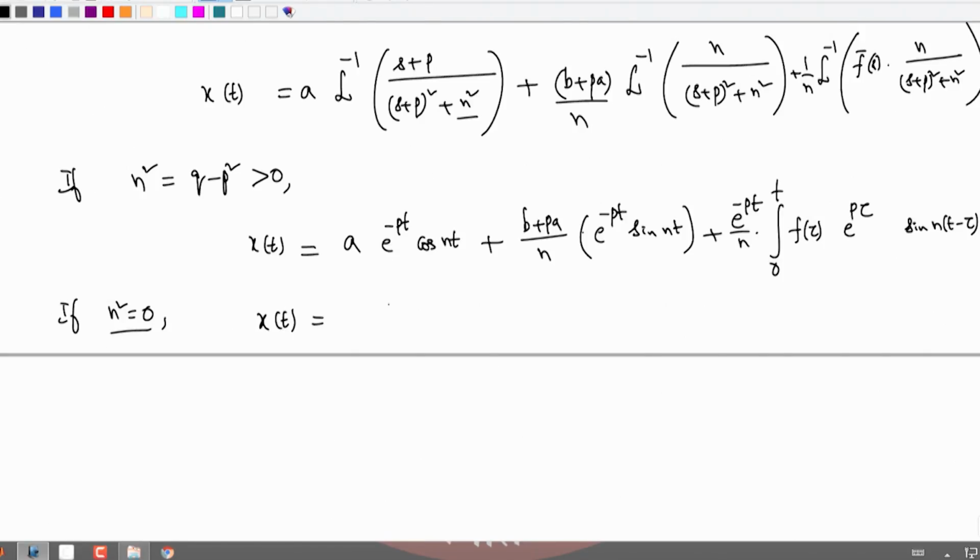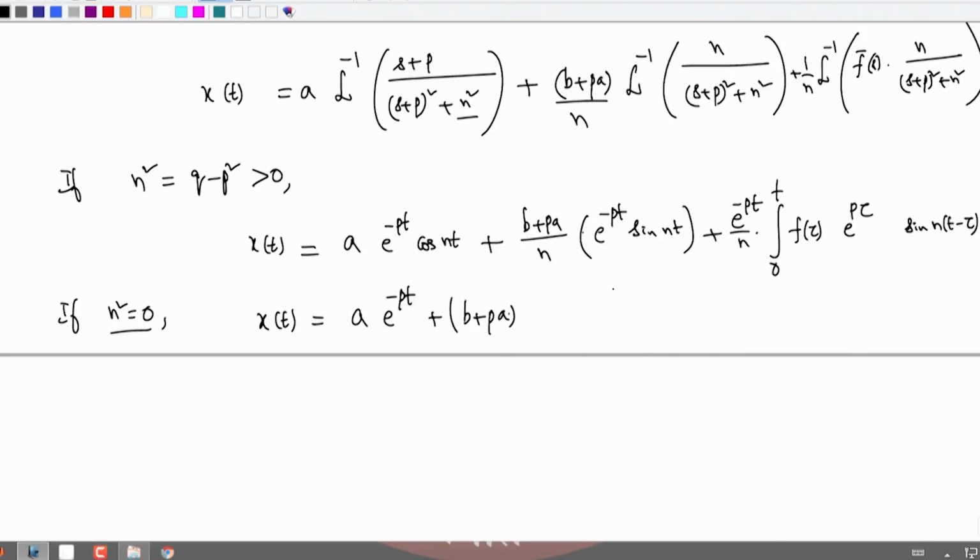So, you have 0 here. So, a times L inverse of 1 by s plus p, that is e power minus pt. So, 1 by s is the Laplace transform of 1. Because of s plus p you have e power minus pt, plus b plus pa by n times, here when n equal to 0 this goes to 0. So, you can remove this n, so you do not have it. So, you have b plus pa.